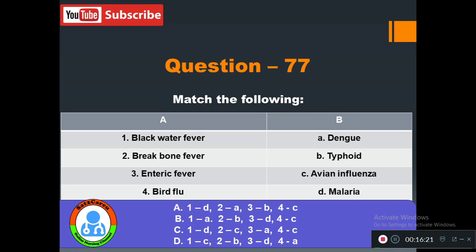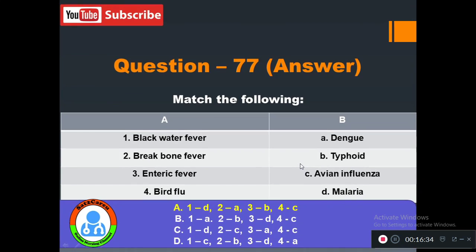Choose the right options from the given ones at the bottom, option A, B, C, D. Choose correctly which is matching according to it. Let's see the answer here.